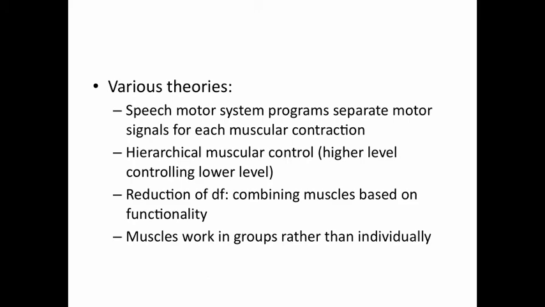Okay, so for the first thing that we talked about, which is the serial order issue, the theory is speech organization syllable sized or phonemic sized. Then we talked about the degrees of freedom, and we said there are various different theories to address these degrees of freedom, and some of them are here. Muscles work in groups rather than individually. There should be reduction of the degrees of freedom if you combine the muscles in terms of their function. There's a hierarchical muscular control, or there are separate motor signals for each muscular contraction. And we'll talk more about how certain models tested these theories, okay?